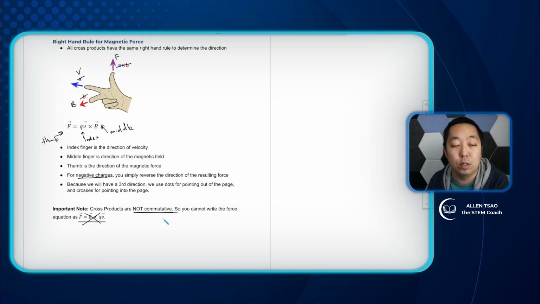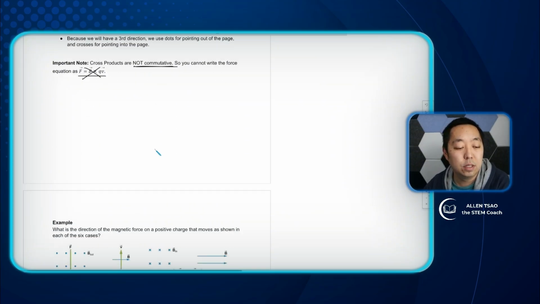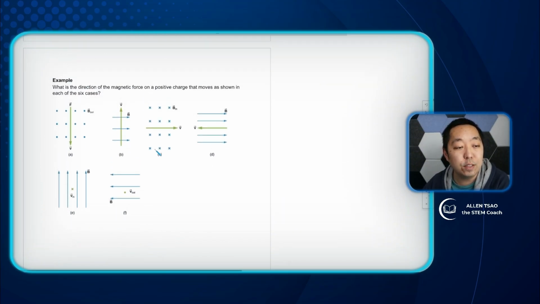This is probably one of the most useful things to remember: the cross product is not commutative. I cannot swap the order that I'm doing this. The equation has to be in this order, and my fingers must be in this specific order for the right-hand rule. That's how we get the direction. Okay, so let's take a look at this. Let's find the direction of the magnetic force on a positive charge that moves in each of these 6 cases, okay?